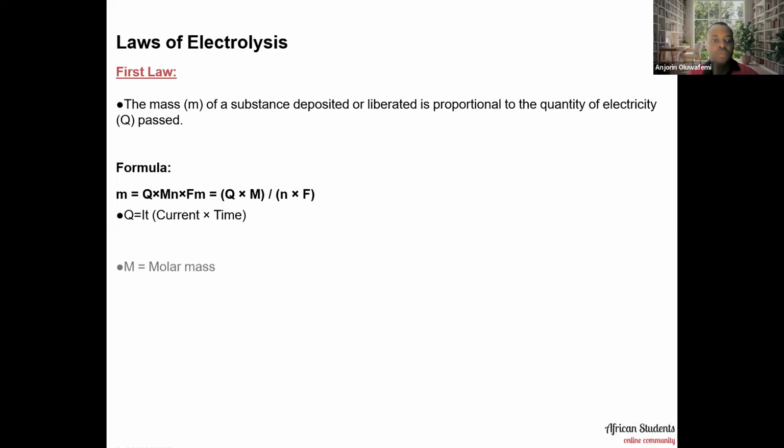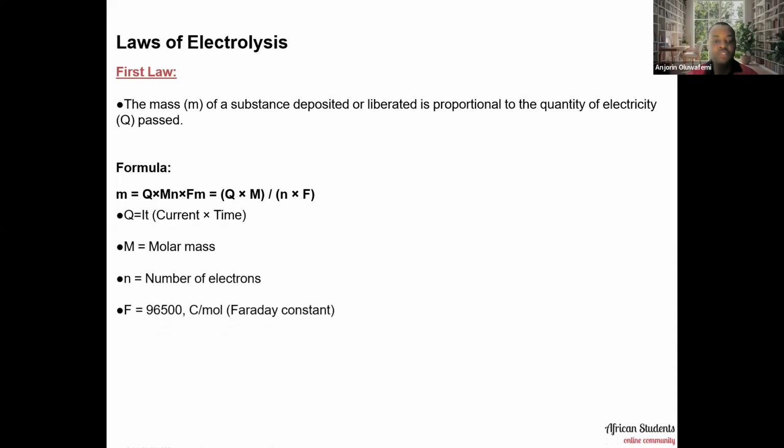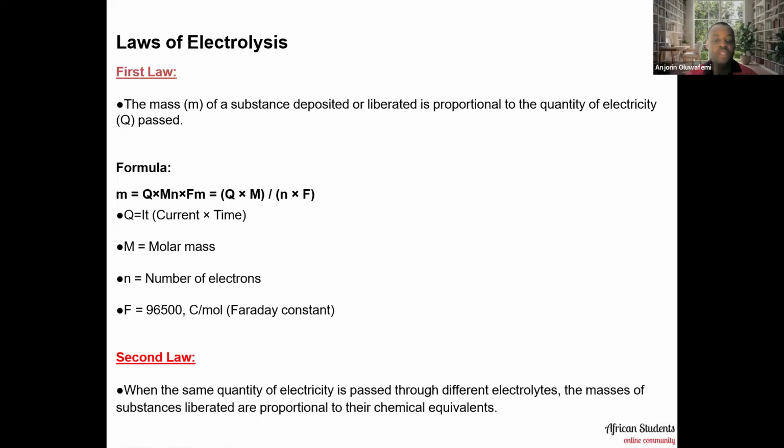All right. So our capital M is the molar mass. Then our N is the number of electrons. Our F is the Faraday constant, which is 96,500 coulombs per mole. So that's that for that. We have defined that the small m is our mass.